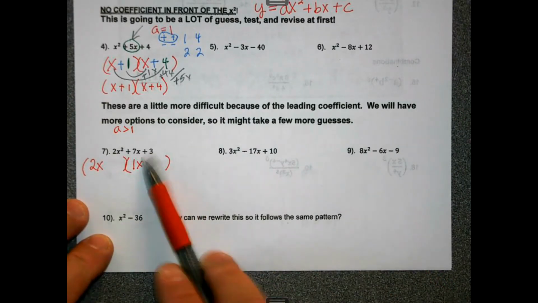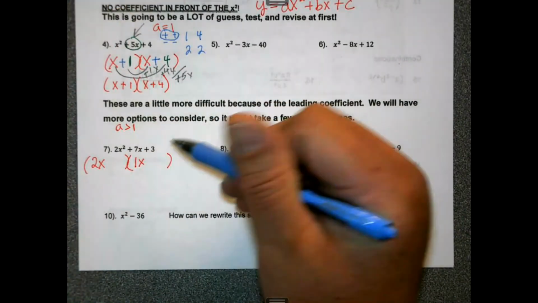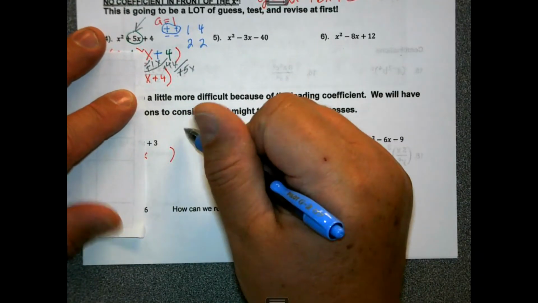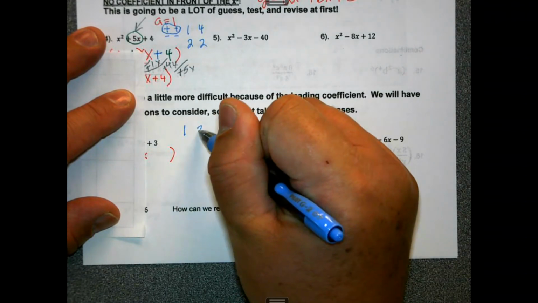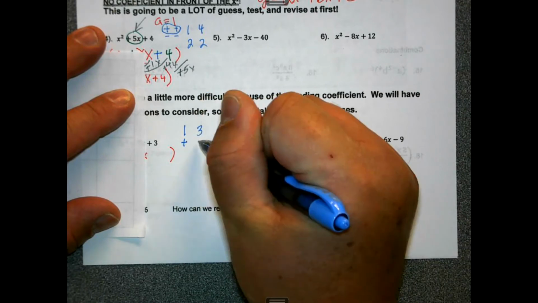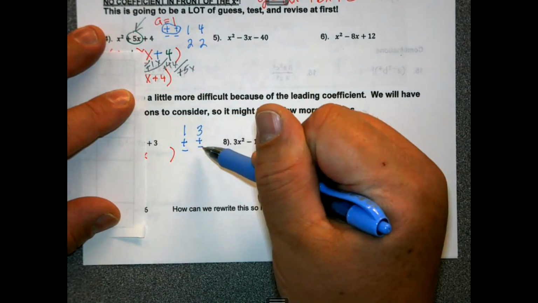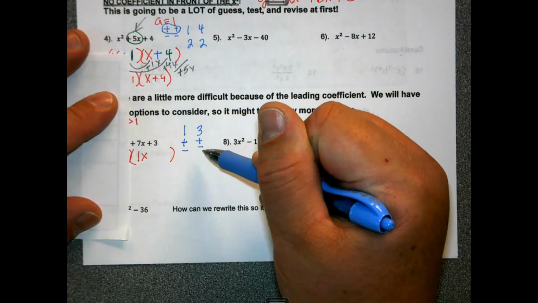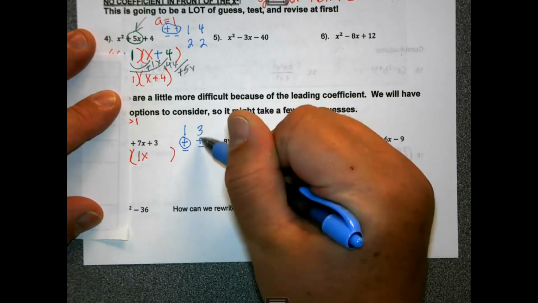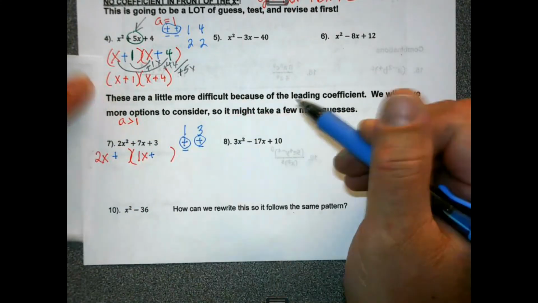Now I'm going to look at my c. Now that I got my squared term, I'm going to look at my c, which is positive 3. So the only way I can get positive 3 is 1 times 3, right? It's a positive 3, so either I'm going to multiply a positive times a positive or a negative times a negative. To determine what sign I'm going to use, I'm going to look at the sign of that b term, which is positive. So I know that I'm going to use positive times a positive because they got to add up to a positive.